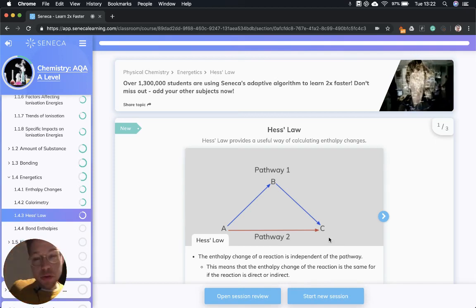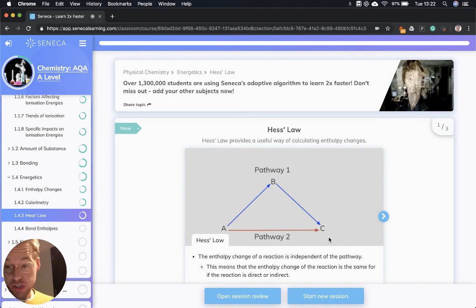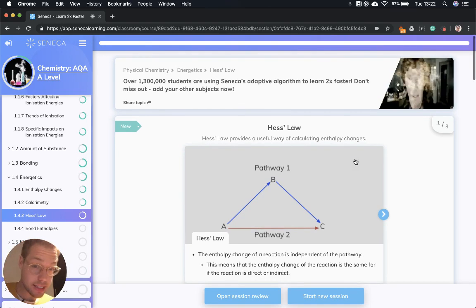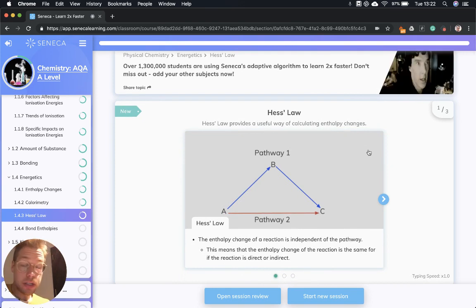Today we are going through Hess's Law in this A-level chemistry revision episode. I am Jono from Seneca, and I'm really excited to talk to you today about Hess's Law. It's a really cool little nifty way of indirectly calculating enthalpy changes. So let's dive in. I'm excited.